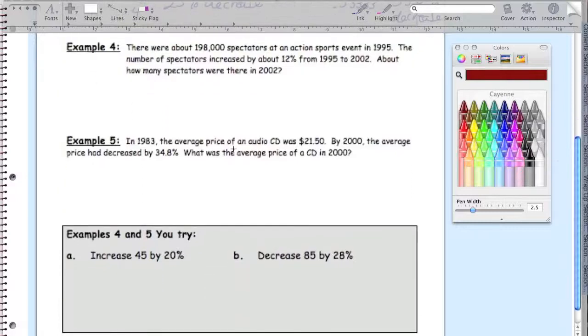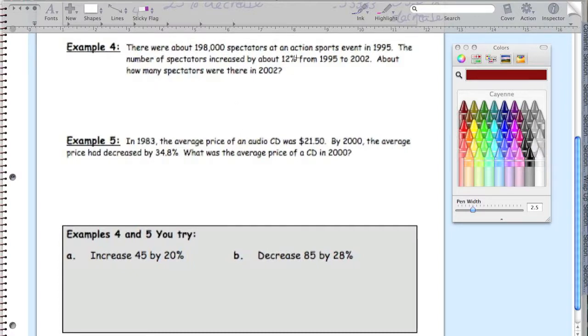Now let's try example 4. Here they're going to give us the percent of increase, and we need to figure out what the new value is. So it's kind of like a separate concept. In this one, there were about 198,000 spectators at an action sports event in 1995. The number of spectators increased by about 12% between those years. About how many spectators were there in 2002?